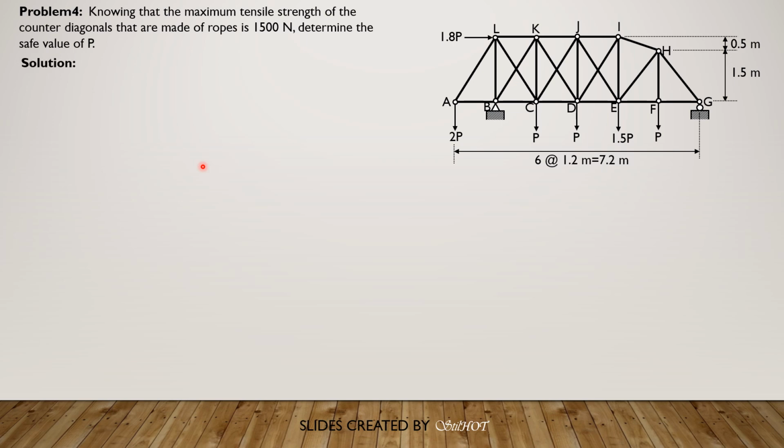So summation of moment about G equals 0. So let's have the By, and we have the horizontal reaction 1.8P, but we sum up moment about G, so it's not involved.